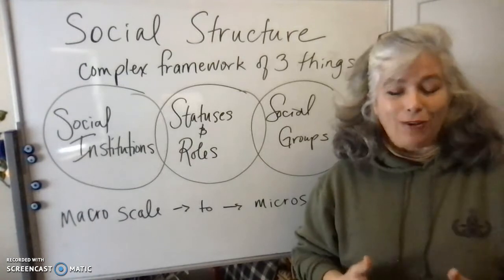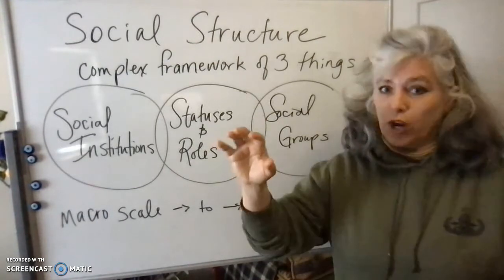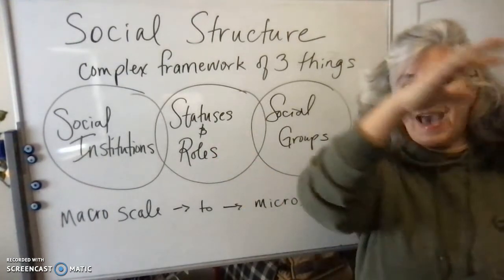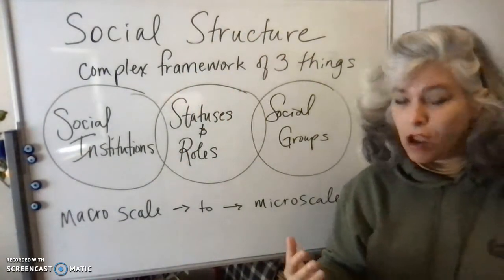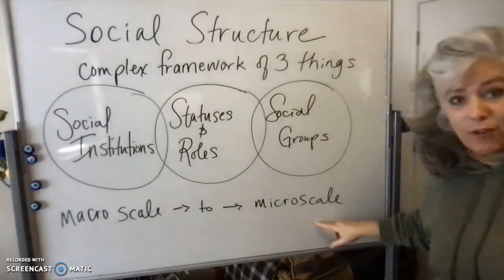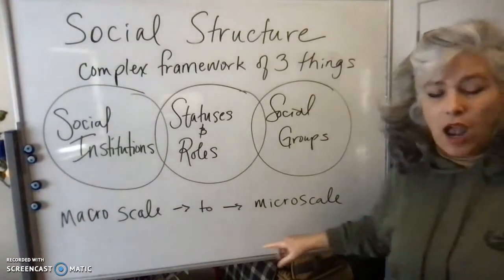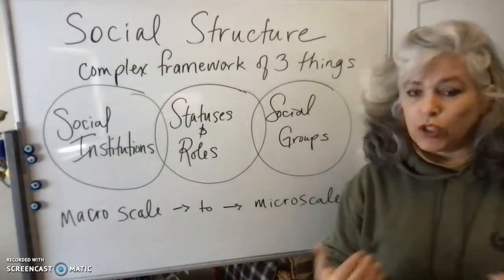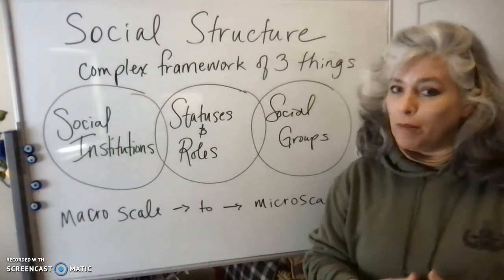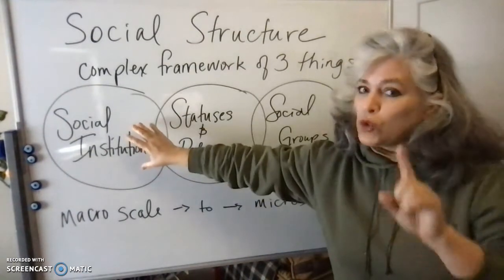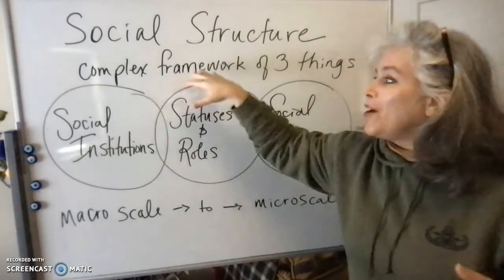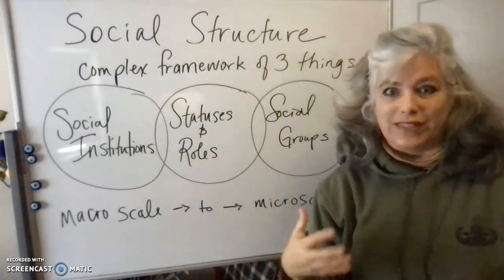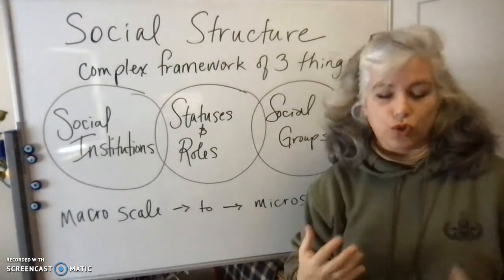You should by now know that when we say social structure, we're talking about a framework that covers all of us in society, covers everything from macro scale to micro scale, as I have on the board here. But social institutions, which is what the most recent lecture was all about, is just one of the 3 parts that make up what we call this complex framework of society called social structure.